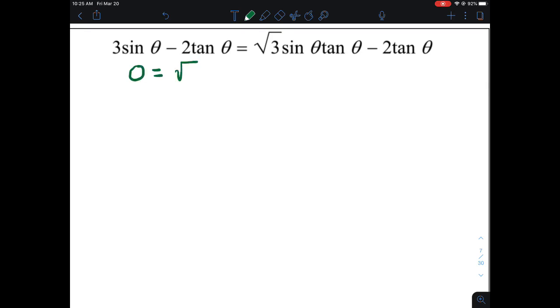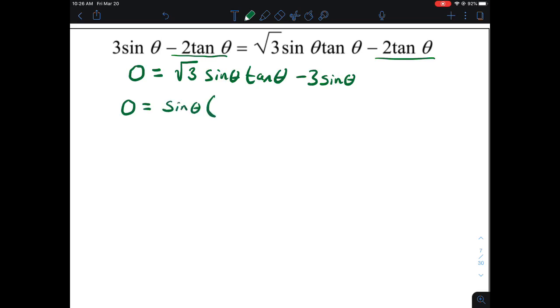When I do that, I'm still going to have the square root of 3 sine of theta tangent of theta. I subtracted the 3 sine to the right-hand side. And when I added the 2 tangent theta to the other side, it canceled out. These two canceled out, so I have my new problem here. And just like the one beside it, we're going to take out the greatest common factor, which would be the sine function. So it'd be sine of theta times the square root of 3 times tangent of theta minus 3.